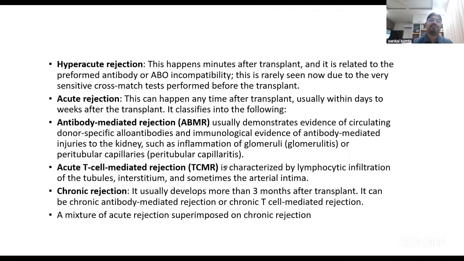With antibody-mediated rejection, you will try to reduce the antibody load. You may consider plasmapheresis, you may consider IVIG and other immunosuppressants. While in T cell mediated rejection, you will target more with anti-thymocyte globulin or ATG therapies, and with some immunosuppressants, and yes, steroids in both will be required. Chronic rejection may happen. This happens after 3 months of transplant, and again, this can be antibody or T cell mediated, and sometimes you may have a mixture, or a superimposed acute rejection can also be possible.